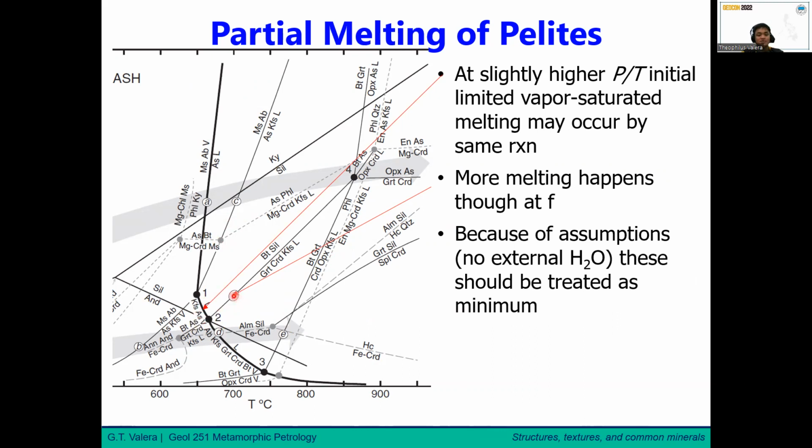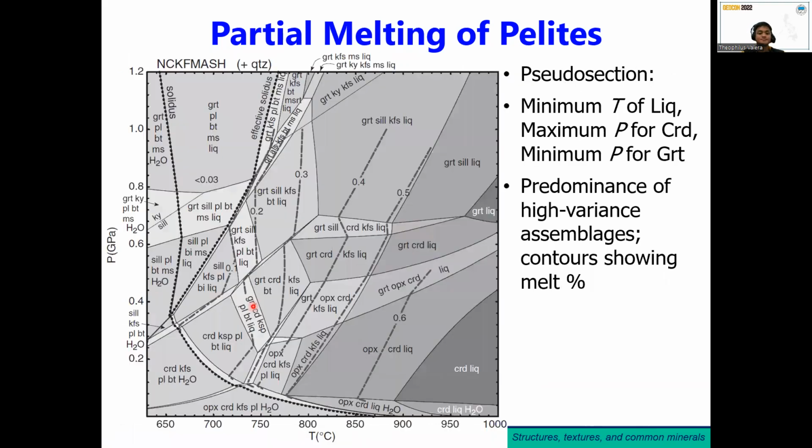Because of the assumption na walang external water, this should be treated as minimum melting conditions. Okay? The pseudo section here shows the minimum temperature of liquid, the maximum pressure for cordierite, minimum temperature for liquid, which is this one, liquid, ito, solidus. But this is the effective solidus.